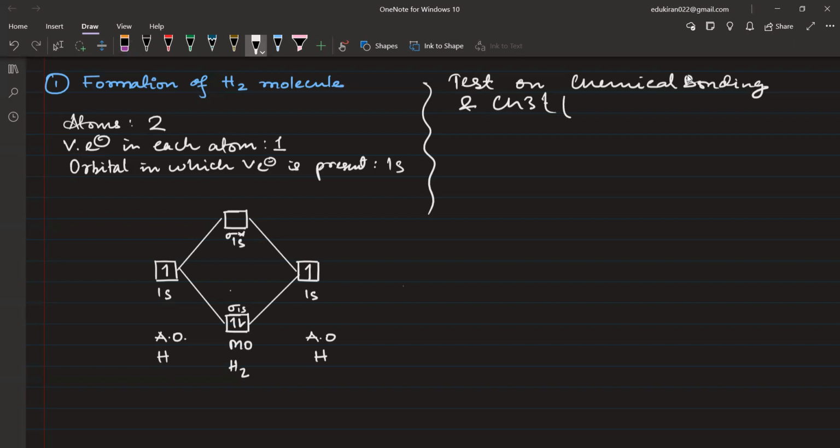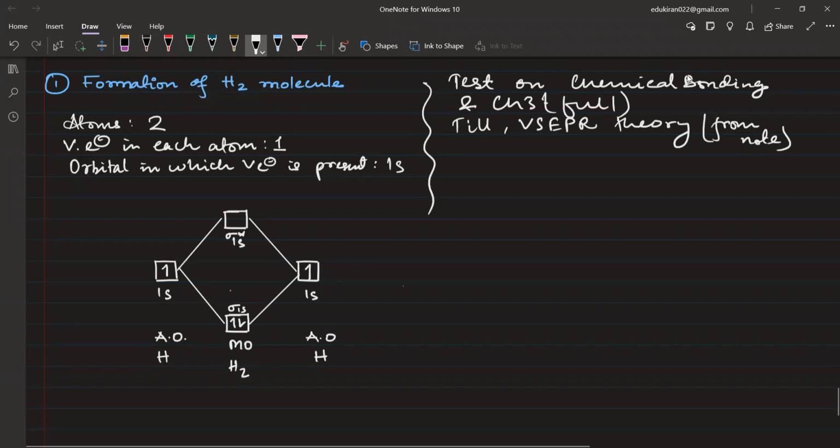के हम टॉपिक्स बता दे रहे हैं। This is full chemical bonding, for that please write this down, all of these things. ओके, केमिकल बॉन्डिंग के लिए ऐसे मत लिखिए, आयोनिक बॉन्ड, rather better thing is till VSEPR theory. Okay, this is from notes. नोट्स में देखिएगा VSEPR थ्योरी कहाँ तक है, ठीक है, वहां तक आपको करना है.